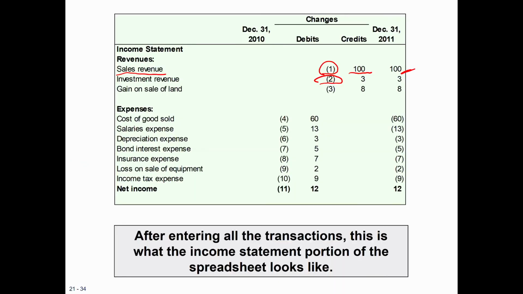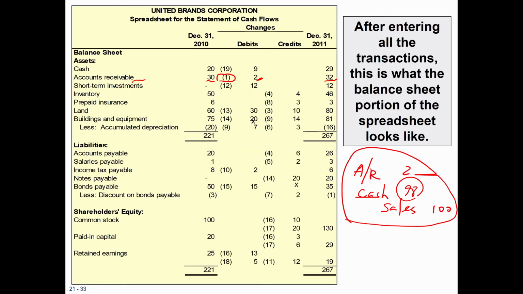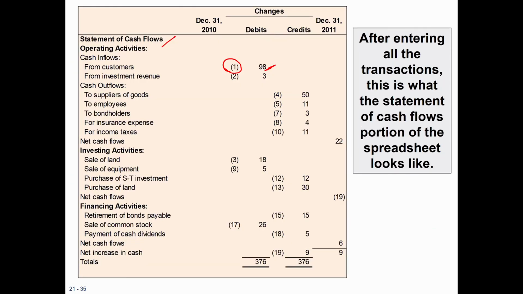So what we have are 3 spreadsheets, right? This is a balance sheet spreadsheet, and then we have an income statement spreadsheet, and then we have a cash flow spreadsheet. What we're gonna do is try to fill out those spreadsheets. You remember each spreadsheet has a debit column and a credit column, right? So we're gonna fill out either debit or credit to explain the changes.